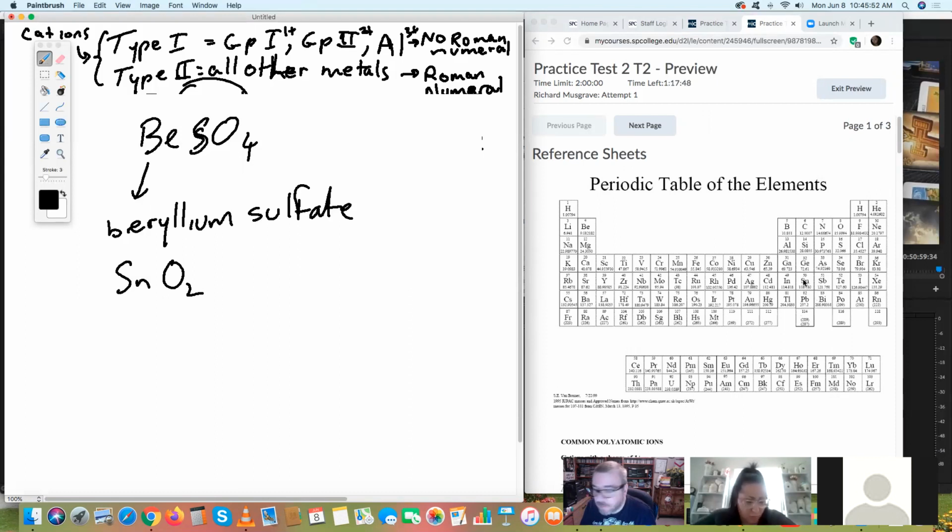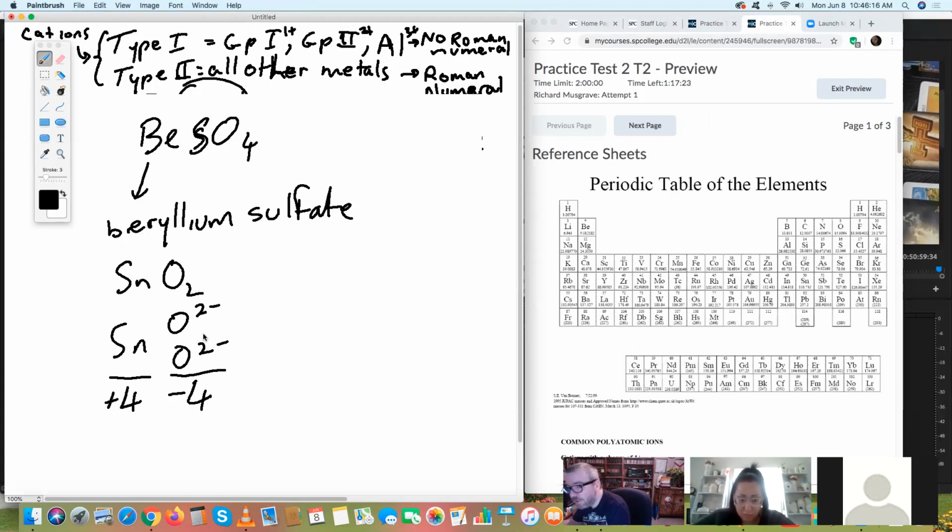So here's what we're going to do. Let's draw a picture. If we need a Roman numeral, we have to draw a picture. What's the charge on O, Anna? O is -2. And you've got 2 of those. What's the total negative charge? -4. What's the total positive charge? 4 positive. What's the charge on tin? Tin will be 4+ because you have 1.